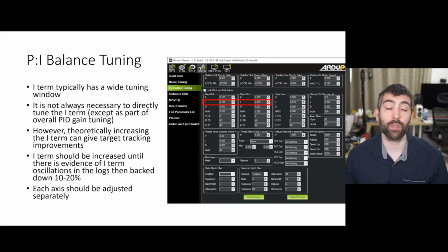I term should be increased gradually in steps of 10 to 20% until you see evidence of I term oscillation in your logs, and then you need to back it down again. Each axis is going to need to be adjusted separately, and again, unless you have a perfectly symmetric quad, you may find there's a different maximum I term for the roll and pitch axes.